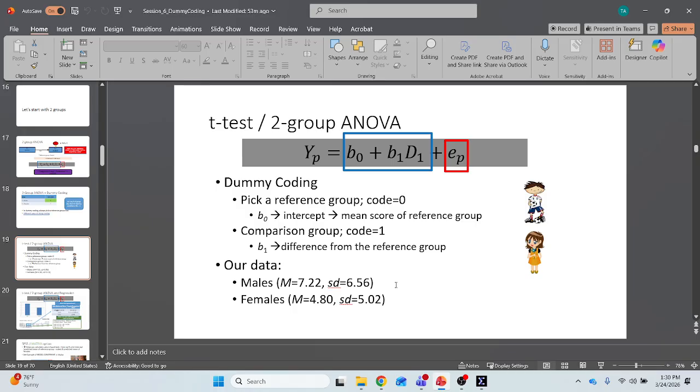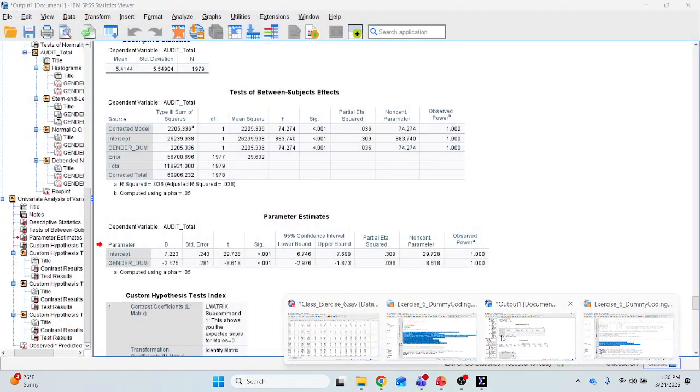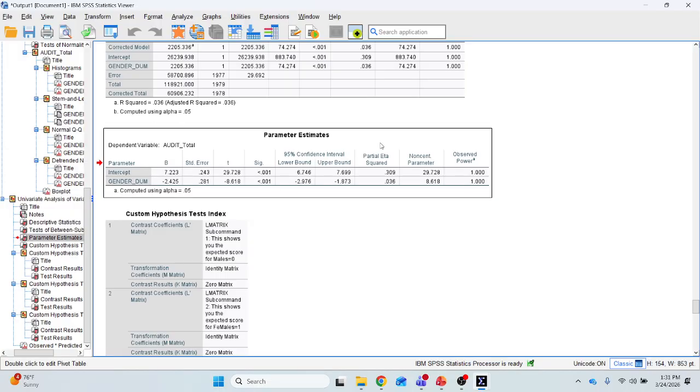Now, what is this now? It's the difference from the reference group, right? It's the females or whatever you put there. That's the difference of that group and the reference group. Okay, with me so far? Okay. Where does that show up? Where can we find it? Excellent question. Parameter estimates. Okay? Parameter estimates.